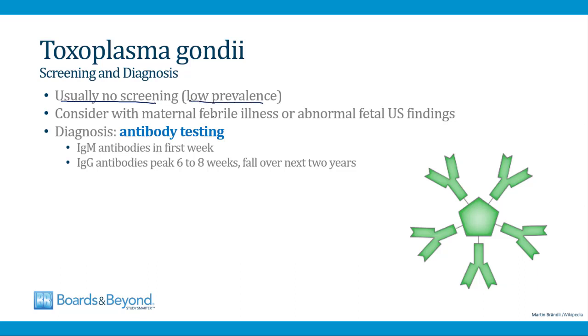You should consider testing anytime the mom has a febrile illness or if there are abnormal fetal ultrasound findings like intracranial calcifications. The diagnosis of primary infection can be made through antibody testing. IgM antibodies are positive in the first week, and IgG antibodies are positive after that. They peak at about 6 to 8 weeks. And then they fall over the next 2 years.